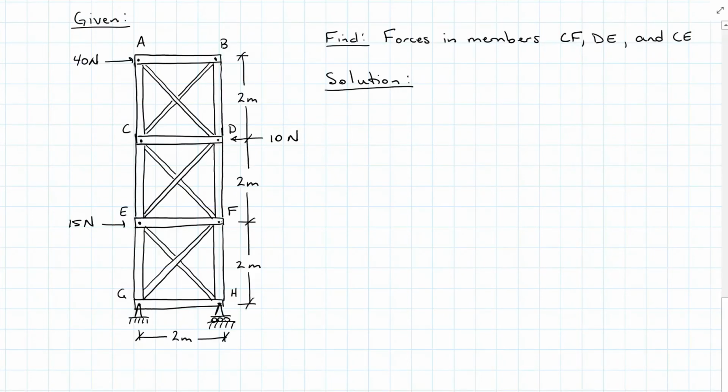So this time I'm given a 3-bay truss, and I gave you the length this time, 2 meters by 2 meters. I have 3 loads, 40 newtons at A, 10 newtons at D, 15 newtons at E, and I want to find the forces in members CF, DE, and CE. So using method of sections, I'm going to go ahead and cut right through here, and I'm going to take my section up so I do not have to mess with the reactions at G and H.